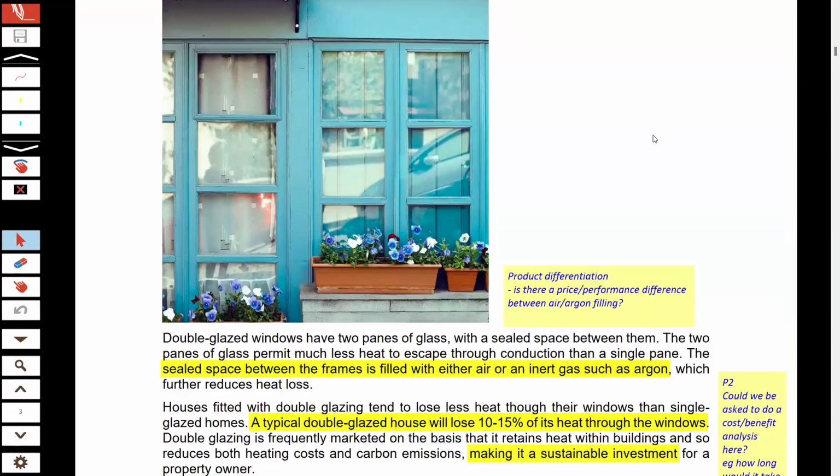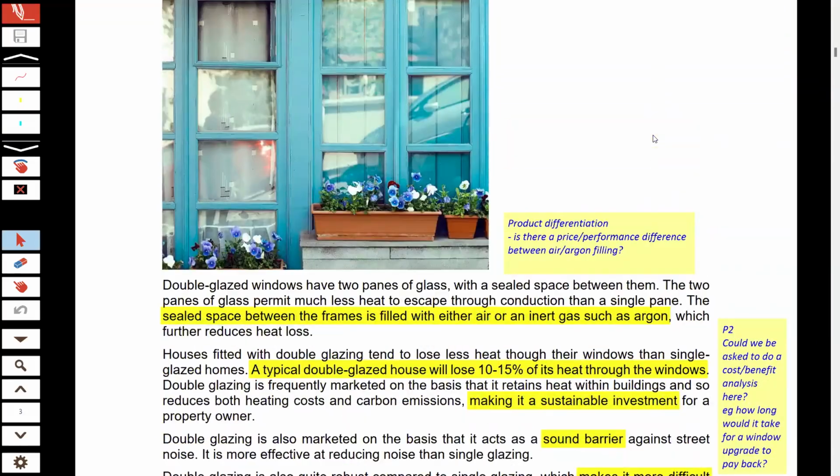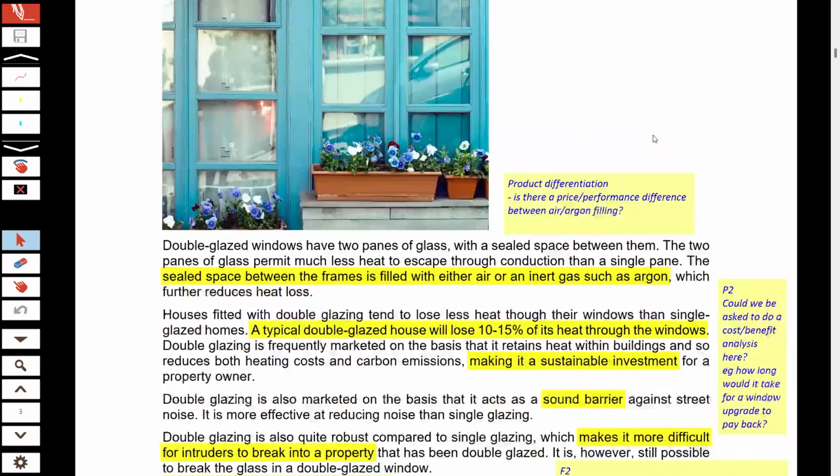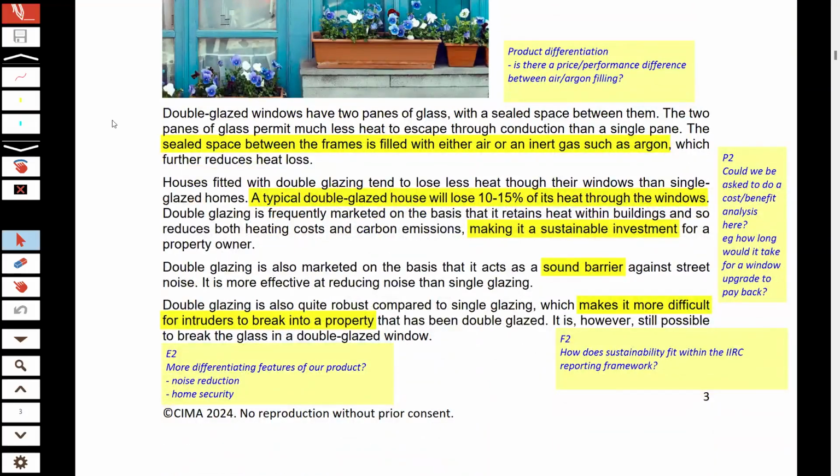Okay. Now, it points out underneath that lovely picture of a blue guttered window and blue window frames that double glazed windows have two panes of glass, sealed space between them, and it's that space that stops the heat from escaping. And it points out here, and we've highlighted, that that space can be filled with either air or an inert gas such as argon.